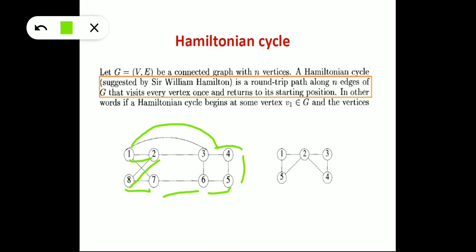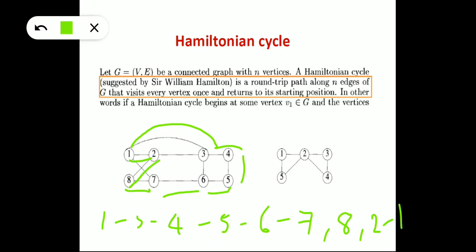There can still exist many more Hamiltonian cycles for the given graph. So we can also consider one more example. Maybe we can go from 1 to 3, 3 to 4, 4 to 5, 5 to 6, 6 to 7, and then 7 to 8, and then 8 to 2, and back from 2 to 1. So if you observe, we have visited all the vertices exactly once.